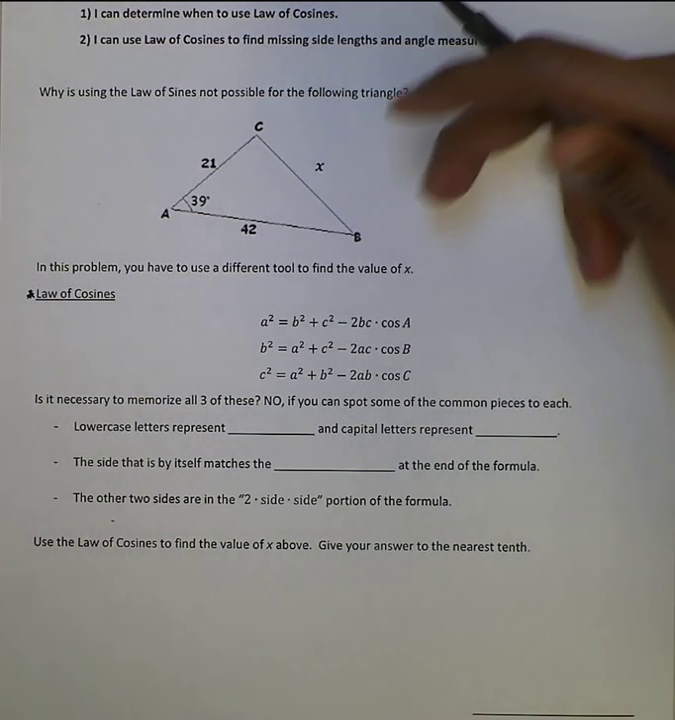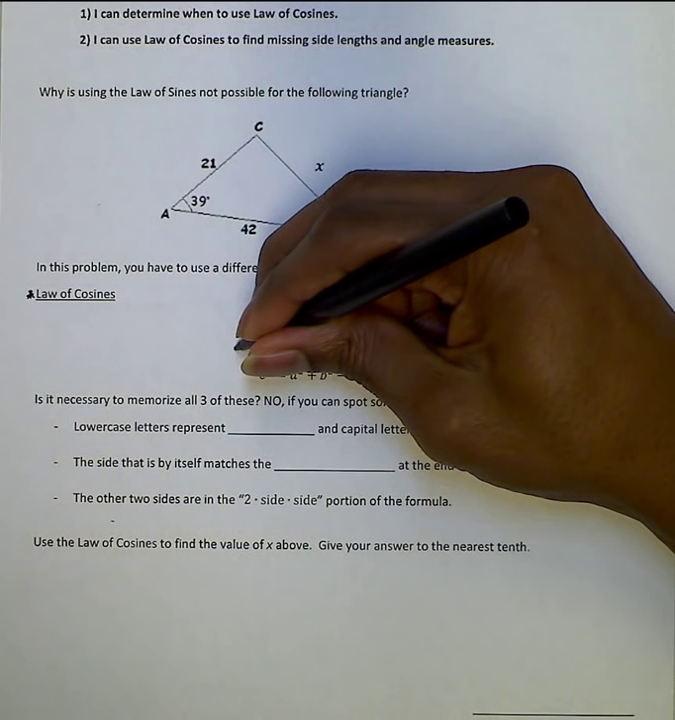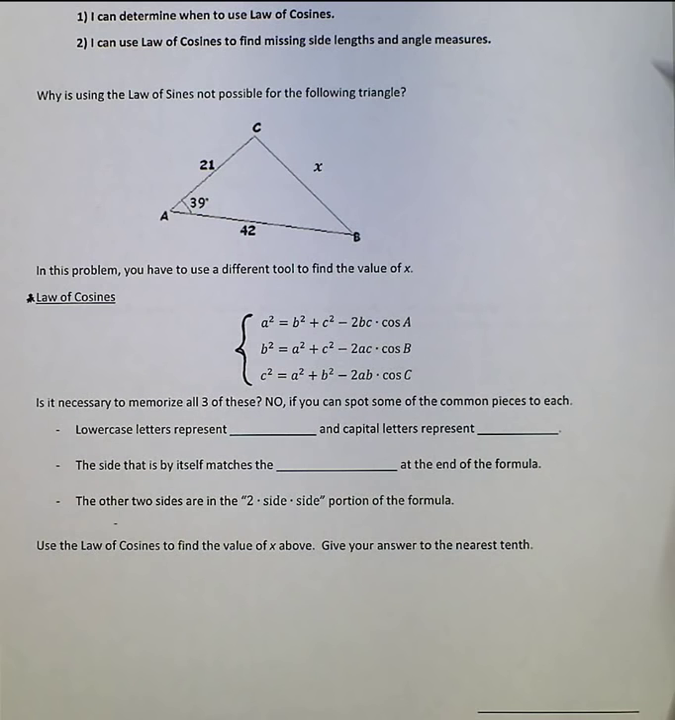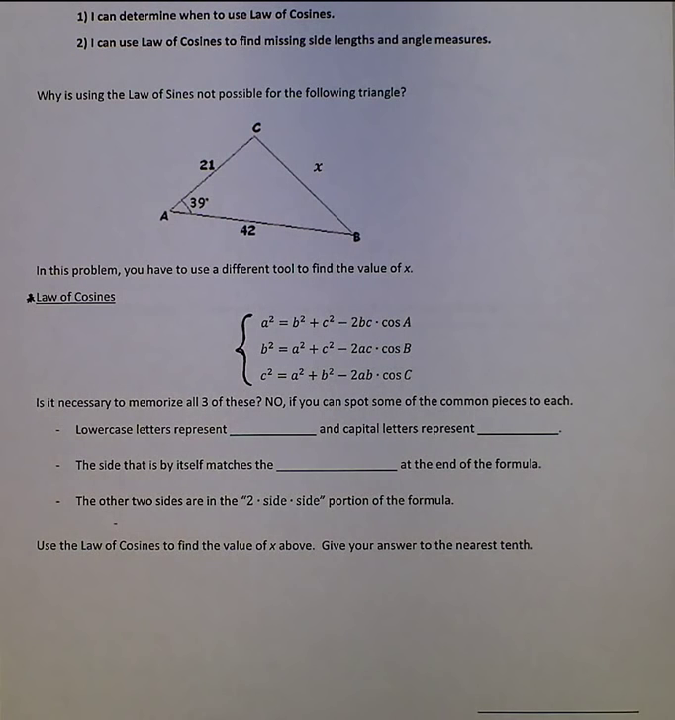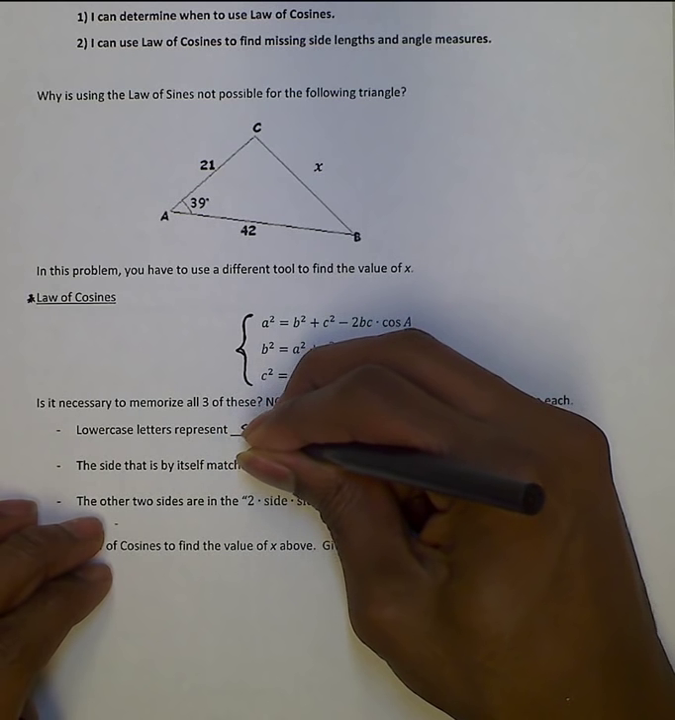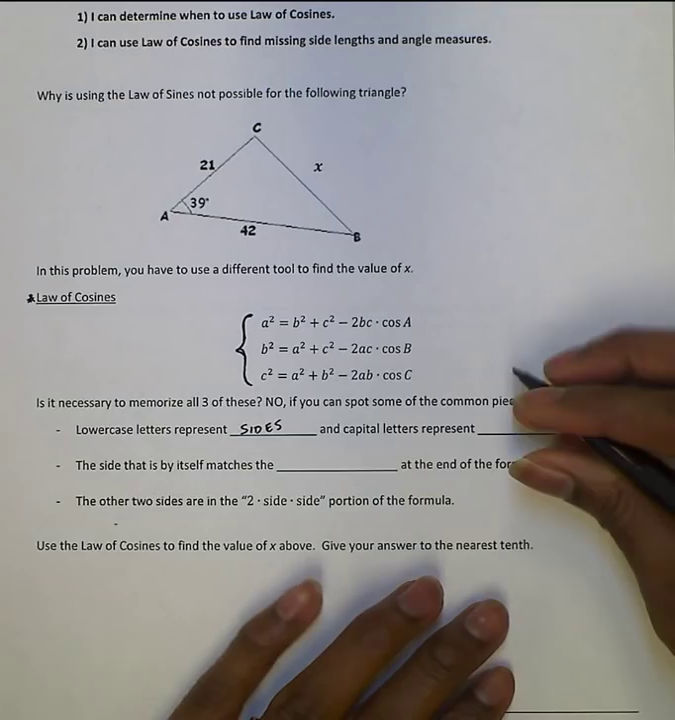Now there are basically three formulas that we can use depending on which side or angle you're trying to find. It is not necessary to memorize all three of these, but hopefully you'll notice some common pieces to each. The lowercase letters represent the sides, and the uppercase or capital letters represent the angles.